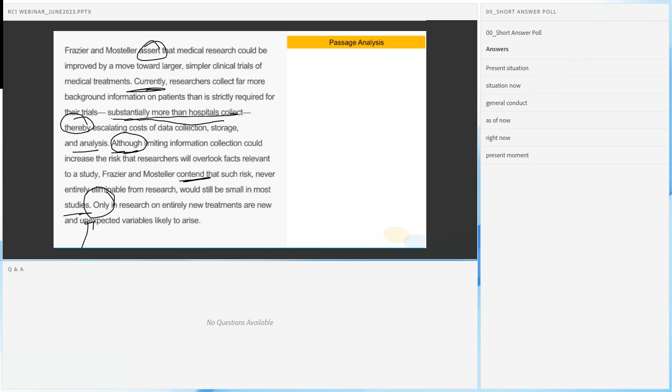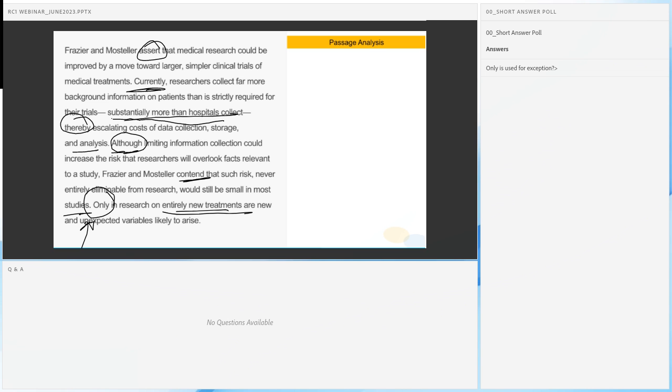What's the importance of only? Only leads to really great inferences. Only and just are very similar keywords, which means that there is just this one area. Only is much more of an exception keyword. The exception here is entirely new treatments, where new and unexpected variables are likely to arise.